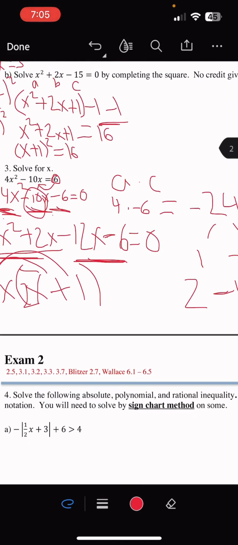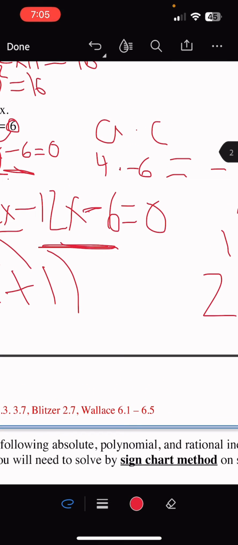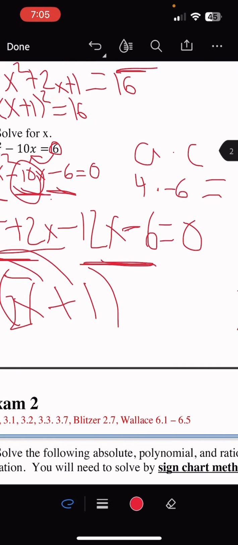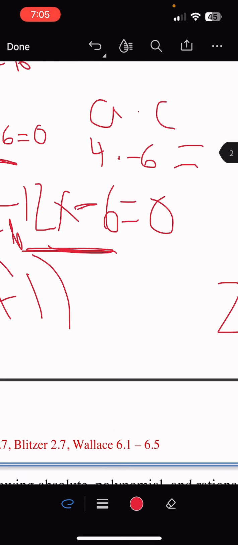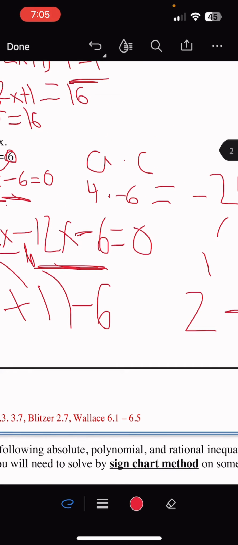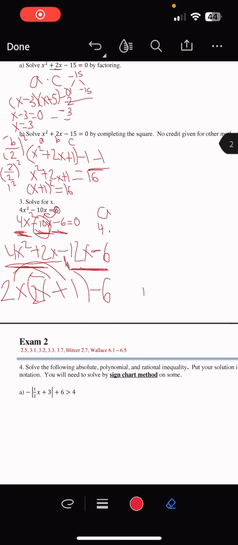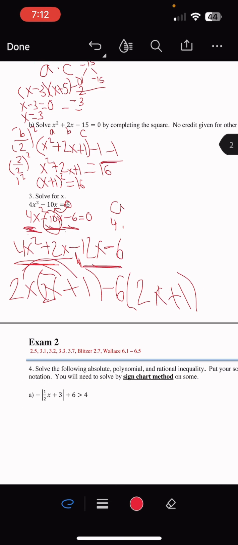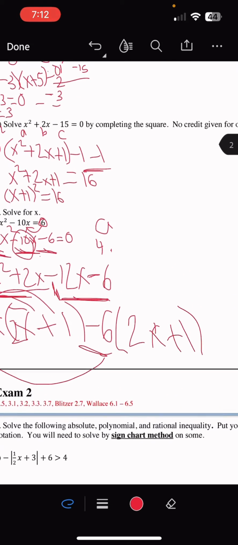And then we're going to do the same thing over on this side, except this time with the 6. And then you're going to carry this negative down. It's going to be negative 6 times 2x minus 1. Alright, sorry, I believe that I made a mistake. So it's actually going to be minus 6 times 2x plus 1. Now these two x's are the same, and because of that, we are able to merge them.